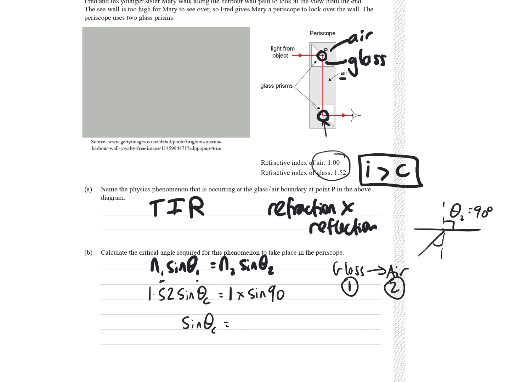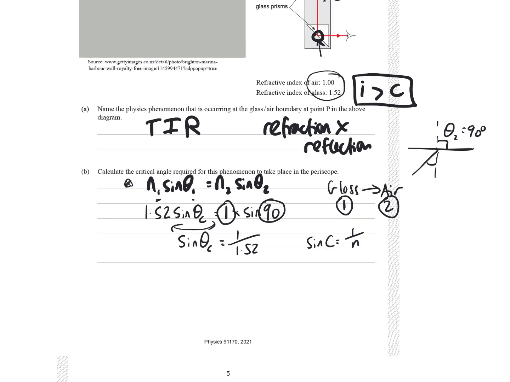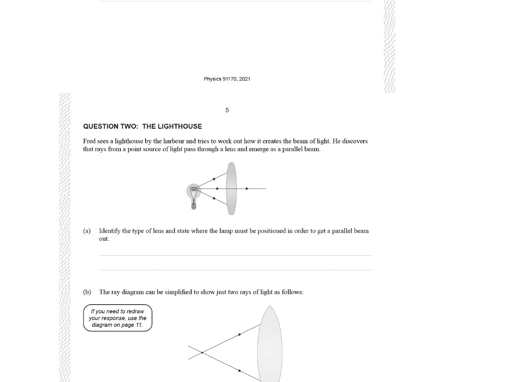It effectively ends up being 1 over 1.52, and those of you who did IGCSE will remember the equation sine c equals 1 over n, which is effectively what you're using here. But you don't need to do that. Just remember this, and remember the fact that this angle is 90, and this will normally be air, so this will be 1. Some of you got these the wrong way around. If you get a calculation error, just swap them around.